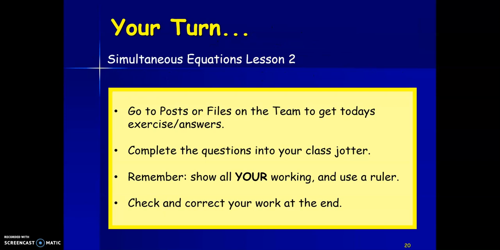Okay, now it's your turn to have a go. So go to posts or files on the team to get today's exercise and answers. Please make sure you complete all your questions into your class jotter, showing all your working and using a ruler for drawing your coordinate grids and drawing your lines. Once you've finished, please check and correct your work at the end. Thank you.